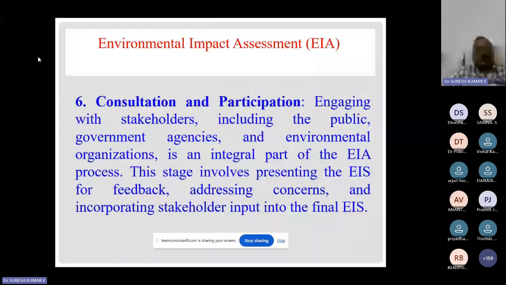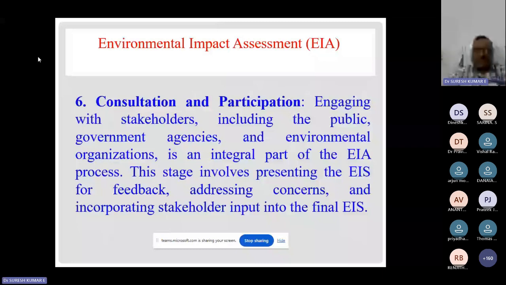Now the sixth one you can see, consultation and participation. That is engaging with the stakeholders. Nowadays our programs are accredited, not colleges, but programs are accredited. There we know the word stakeholder. Okay. Stakeholders, including the public, government agencies, the environmental organizations play a great role, both NGO and GO, government organizations as well as non-governmental. It's an integral part of this EIA process, just like our outcome-based education colleges. We are getting output from all categories.